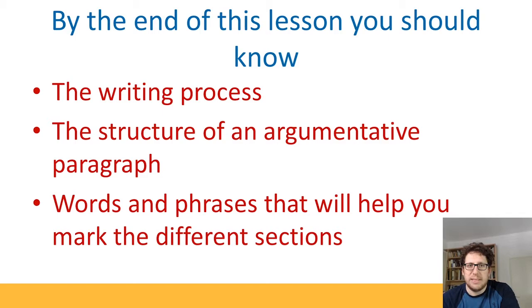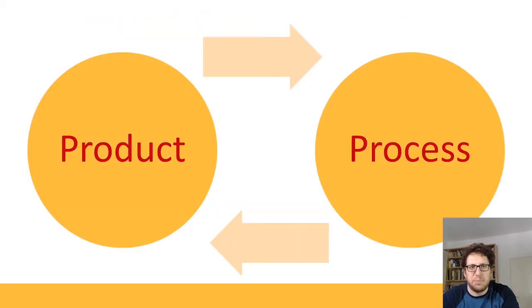By the end of this class, you'll be more acquainted with the writing process for writing about literature. You'll know the structure of an argument paragraph, and you'll have some words and phrases that you can use within those paragraphs, kind of markers that will help you make sure that it's clear where we are in your paragraphs. Okay, so I'm going to teach you a process and some basic tools for carrying out this process.